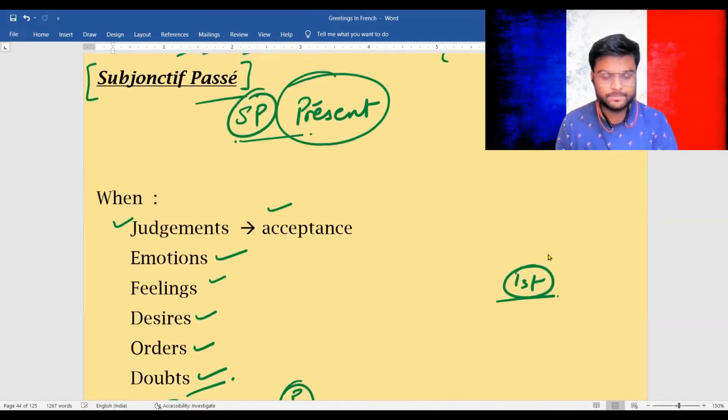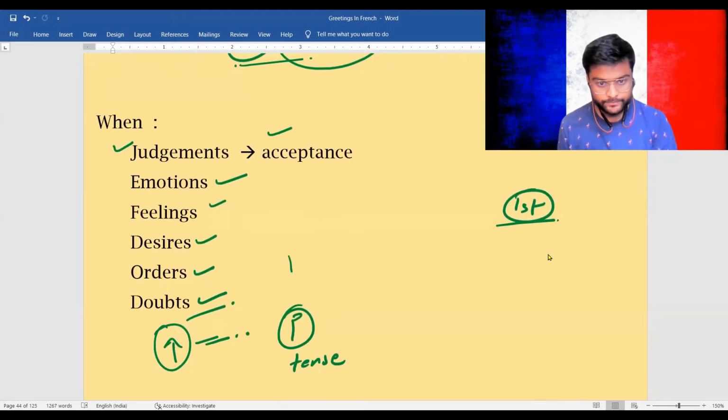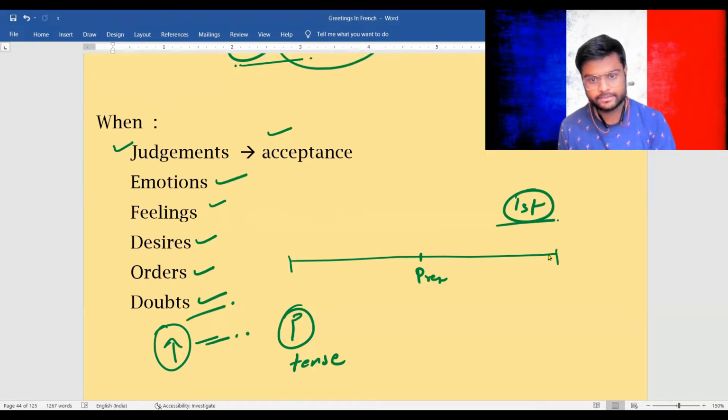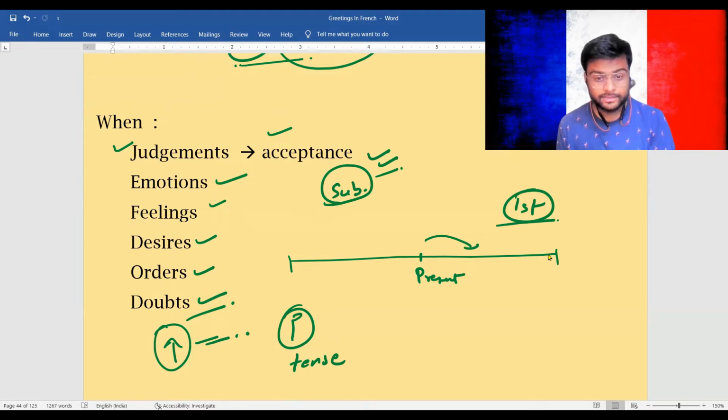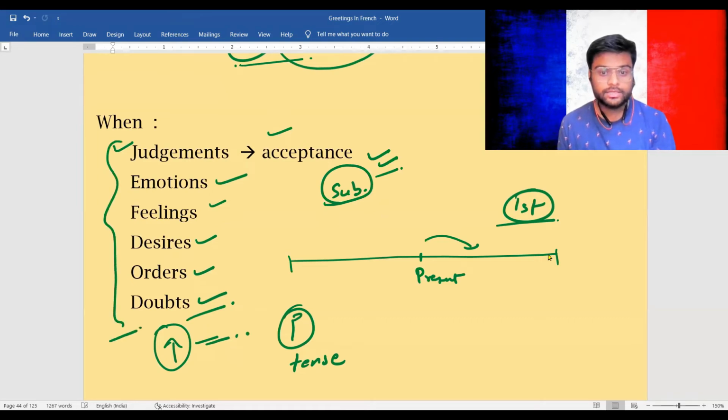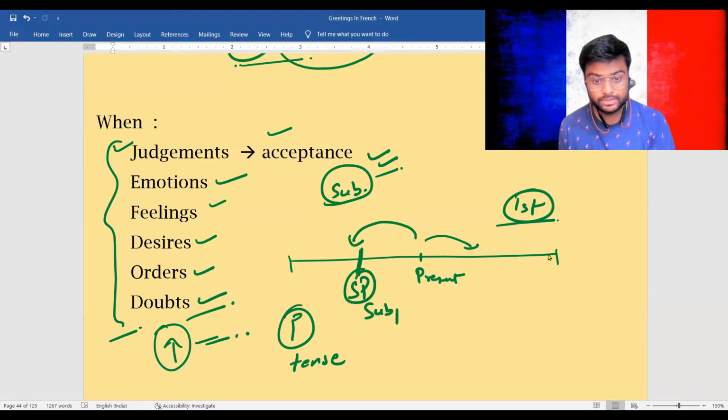Let me give you this example. Suppose this is the timeline, and here you are in the present tense. In case you want to say something about your future, or someone else's future, then you can use subjunctive present. There is nothing called a subjunctive future. These things don't exist, believe me. Another thing, if you want to say all these things in the past tense, then it will become subjunctive passé. Always remember this thing.